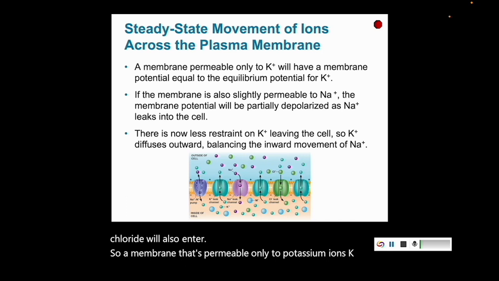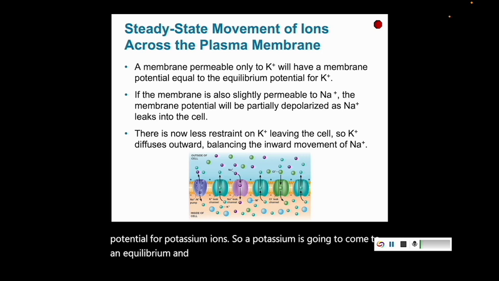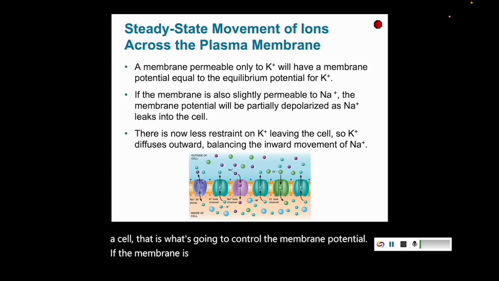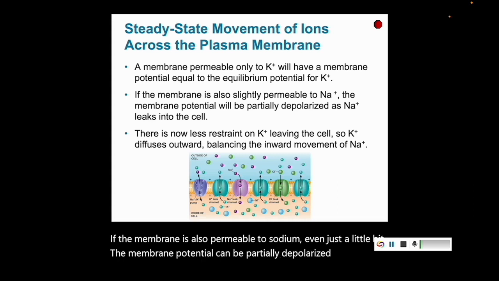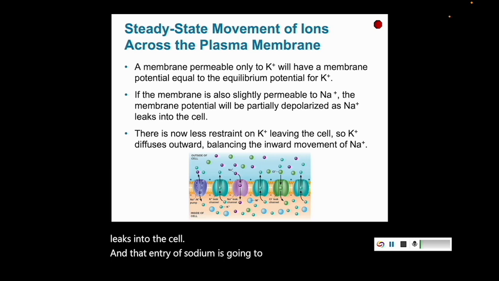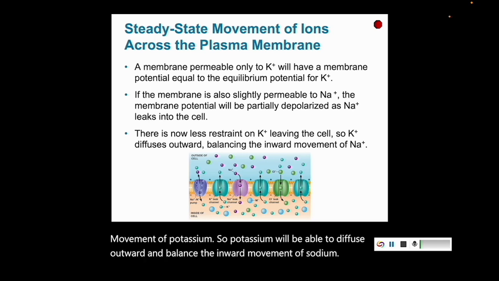A membrane that's permeable only to potassium ions, K+, will have a membrane potential that is equal to the equilibrium potential for potassium ions. So potassium is going to come to an equilibrium, and if that's the only thing that can move across a cell, that's what's going to control the membrane potential. If the membrane is also permeable to sodium, even just a little bit, the membrane potential can be partially depolarized as sodium leaks into the cell. And that entry of sodium is going to impact that electric potential. So potassium will be able to diffuse outward and balance the inward movement of sodium.